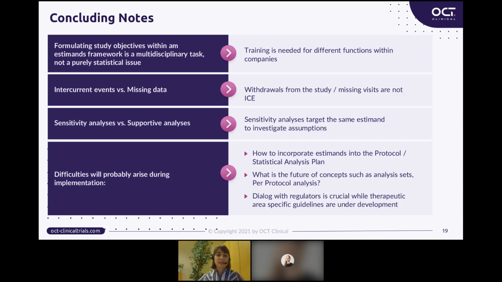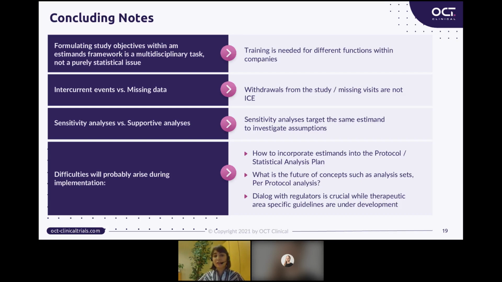However, estimands are still mostly familiar to the statistical community. The role of the statistician would be very important in introducing this concept to other functions within their companies and involving the colleagues in the discussions regarding the scientific question of interest. The structured framework facilitates this dialogue between different disciplines within the company as well as between sponsor and regulator.